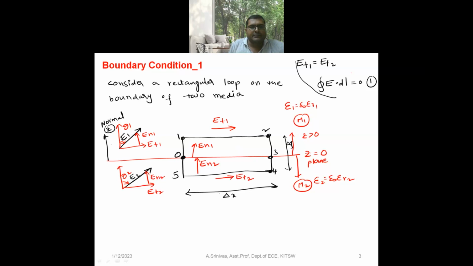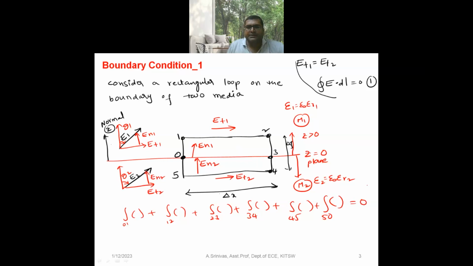Now from equation 1, the closed line integral of electric field is equal to 0. That is, integration from 0 to 1 plus 1 to 2 plus 2 to 3 plus 3 to 4, 4 to 5, 5 to 0 is equal to 0, based on equation 1. Now let us expand equation 2.